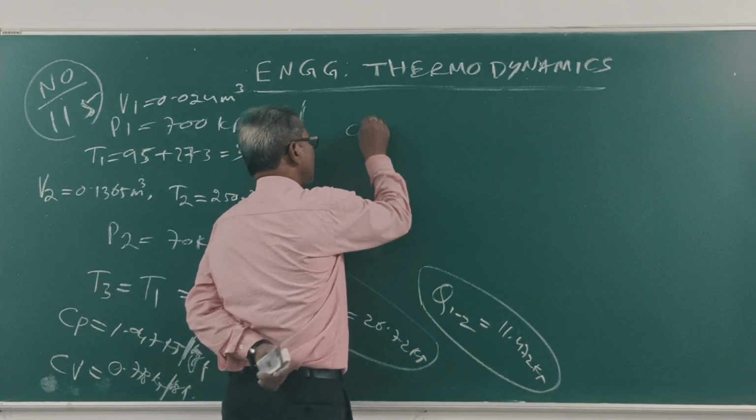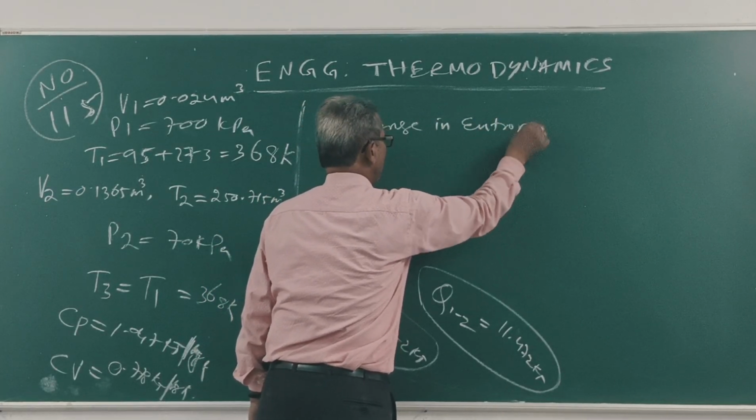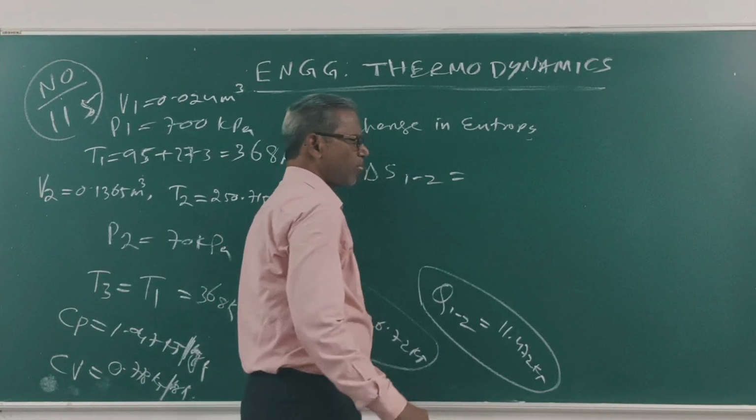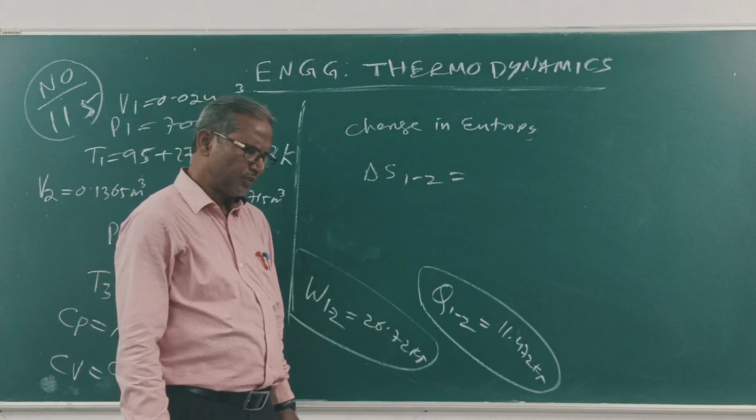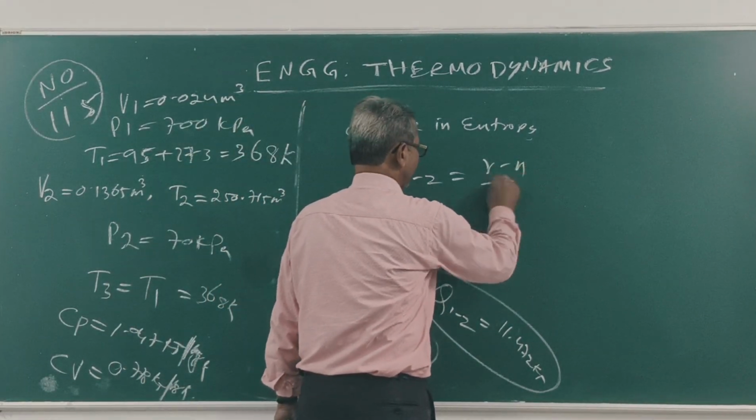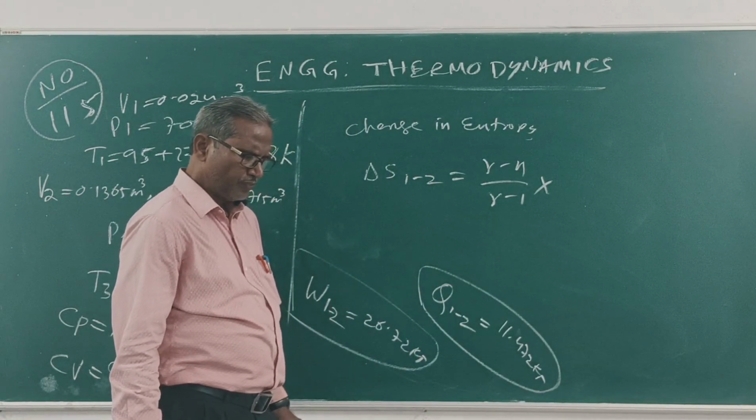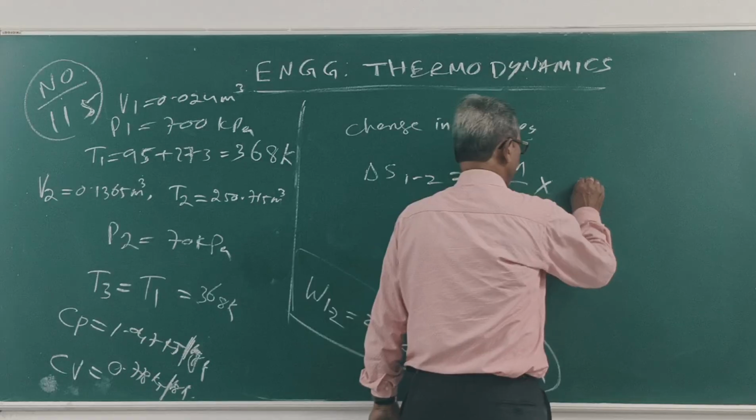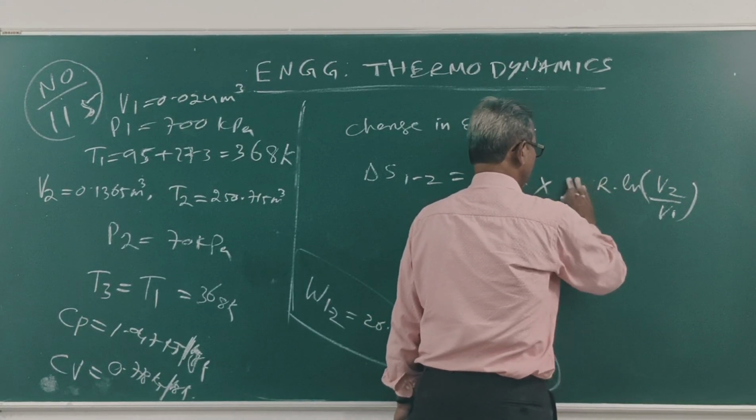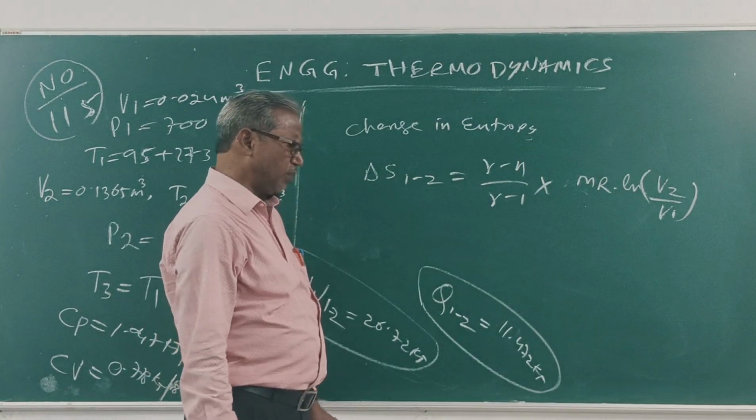Now, change in entropy, delta S12. Clear? Delta S12 is equal to (gamma minus gamma1) into m R ln V2 by V1. Clear? Put all the values.